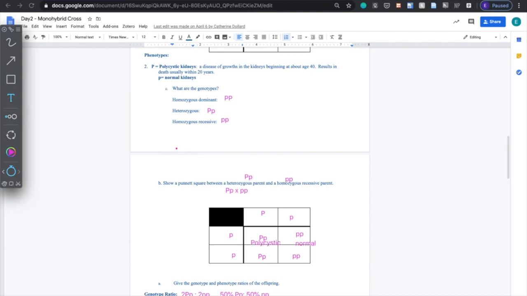Okay, and that is the answer to 3. That was easy. I'm just going to underline these. I don't know why, can't remember.